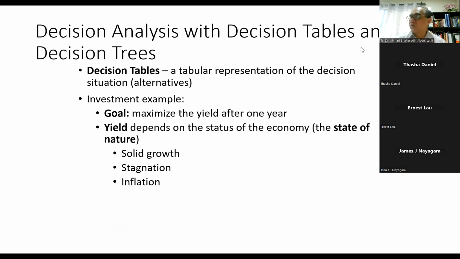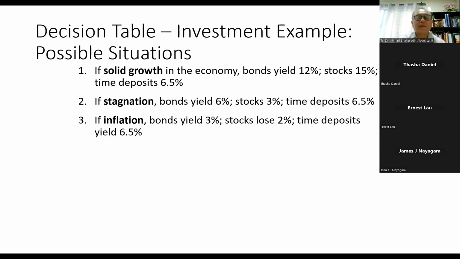Okay, now we move into decision analysis with decision tables. A decision table is a tabular representation of a decision situation. You have a goal, you have yield. Example here, the goal is maximum: how do you maximize the yield after 1 year? The yield depends on the status of the economy: solid growth, stagnation, or inflation. This is the decision table.